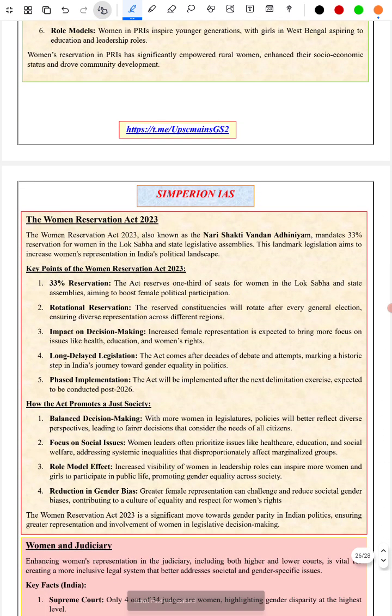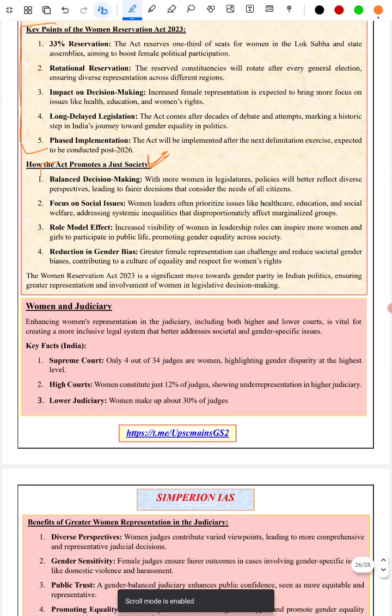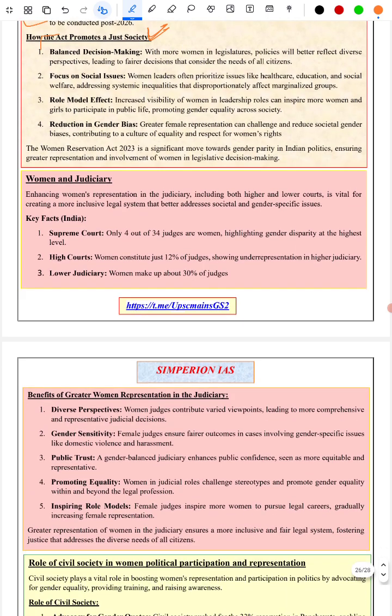Next, the recent 1/3 or 33% reservation for women in the Lok Sabha and state assemblies, the Women Reservation Act 2023, the five key provisions of that, how this act will promote a just society, and what will be its impact, we have covered that. Next, we have covered women in the judiciary, a few important facts, and what is the benefit of having better women representation in the judiciary.